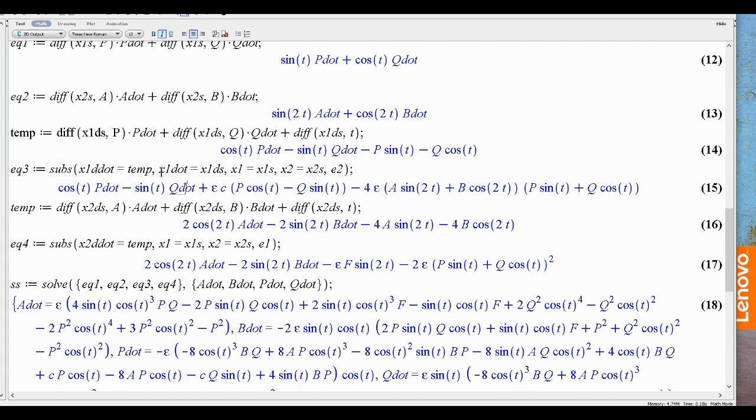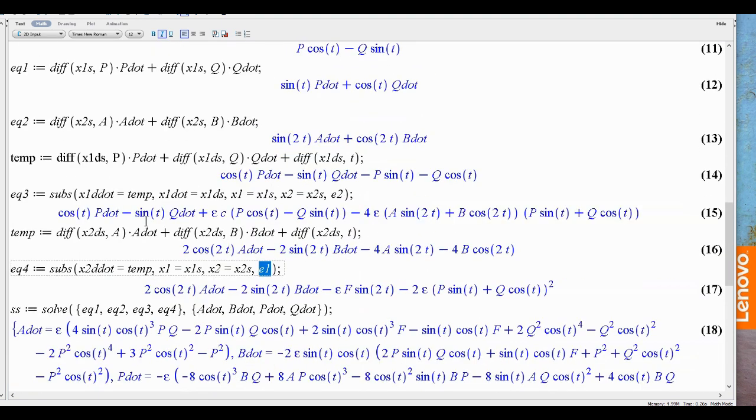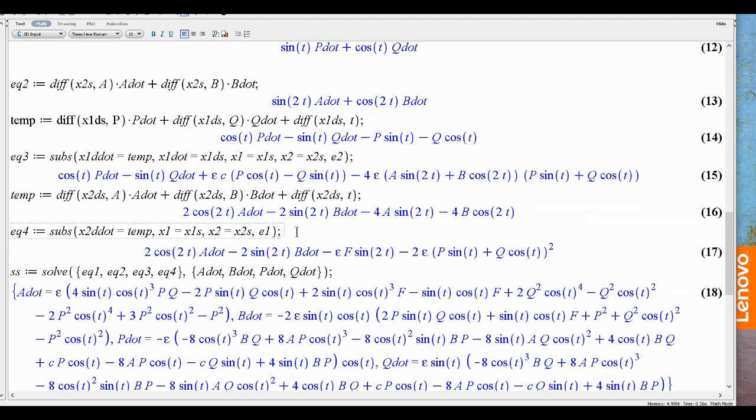In place of x1 dot, I substitute whatever I have. In place of x1, I substitute x1s, what I have, and so on. And then that is my equation 3. And similarly, I do equation 4. So first I take the derivative of the x2 dot solution and then substitute into E1, which is the x2 equation. And I have that solution.